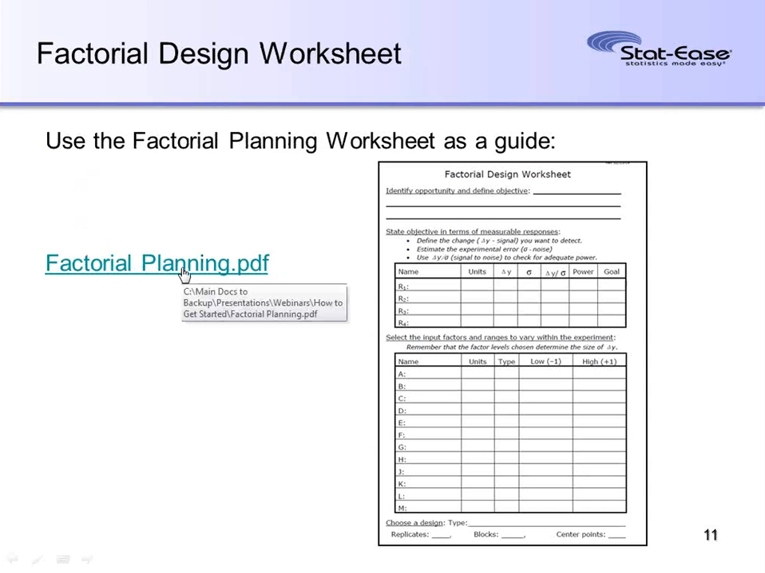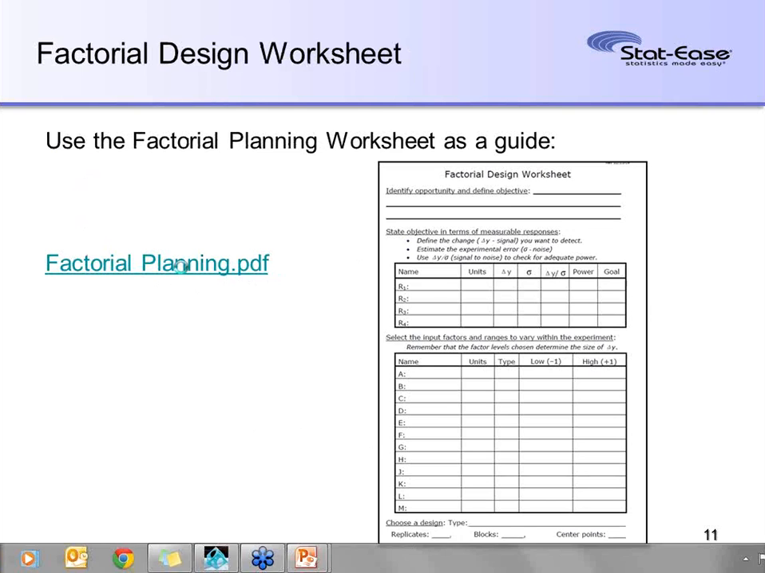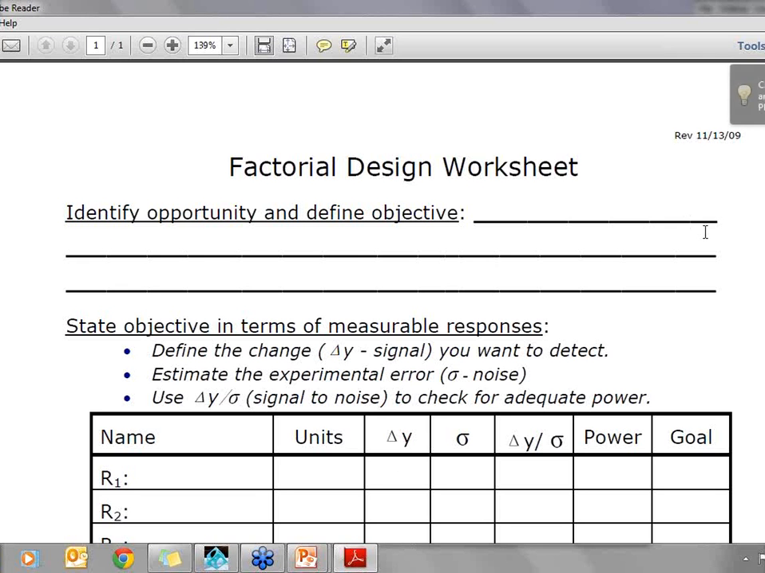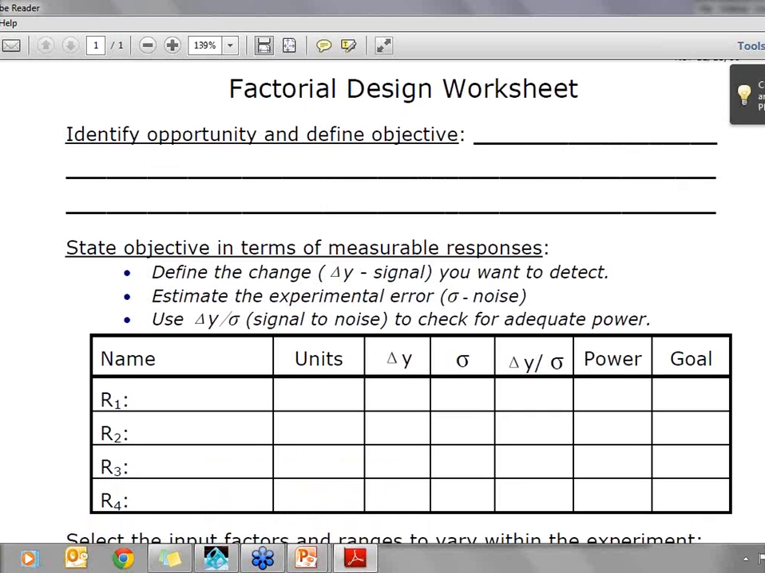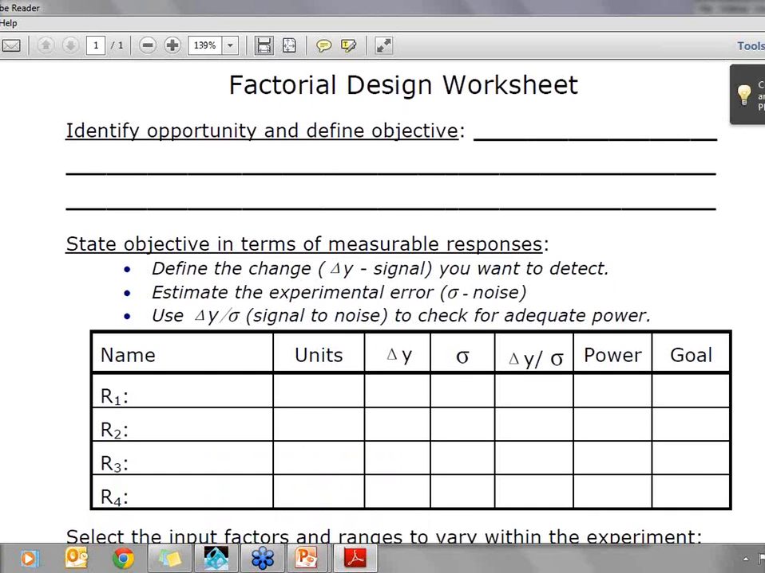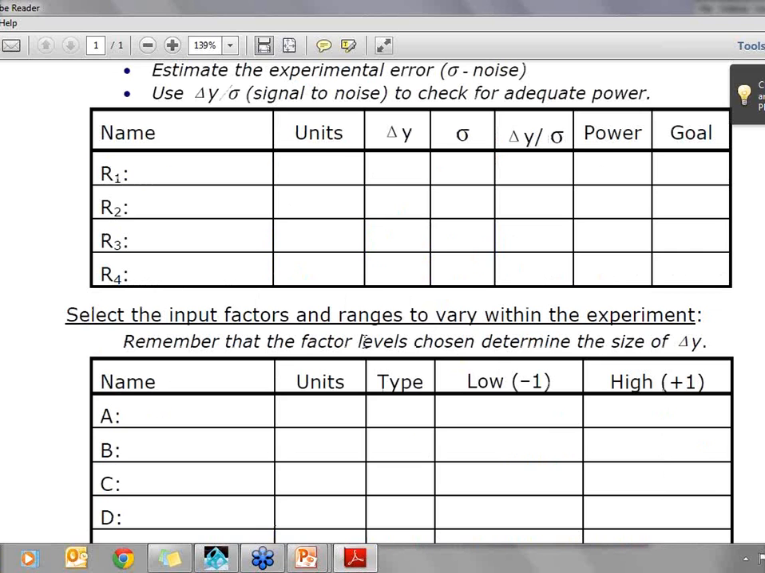There is a factorial planning worksheet, and this is available in the presentation that I've uploaded to our website, so you can get this. This worksheet is just a great area for you to type in your whole objective, and it gives you a place to type in your response names and the change in the response that you're looking to detect and the standard deviation and the signal to noise ratio.